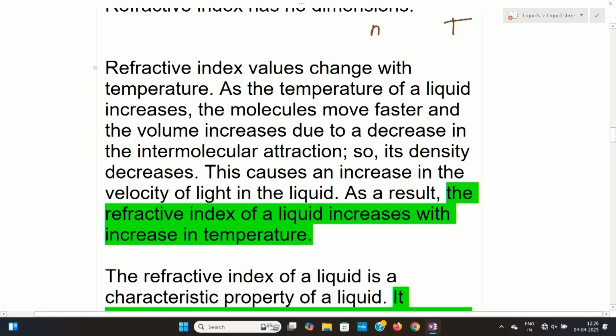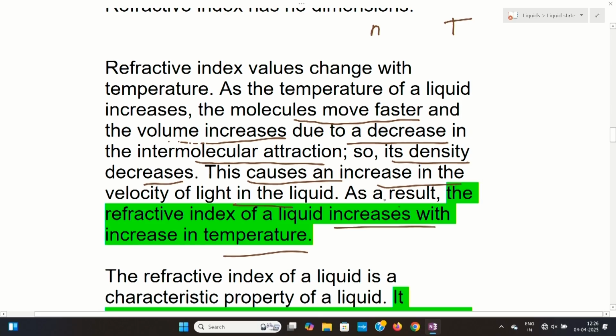Okay, once again I repeat, how does temperature affect the refractive index? As the temperature of a liquid increases, the molecules move faster and the volume increases due to a decrease in the intermolecular attraction, so its density decreases. This causes an increase in the velocity of light in the liquid. As a result, the refractive index of a liquid increases with increase in temperature.